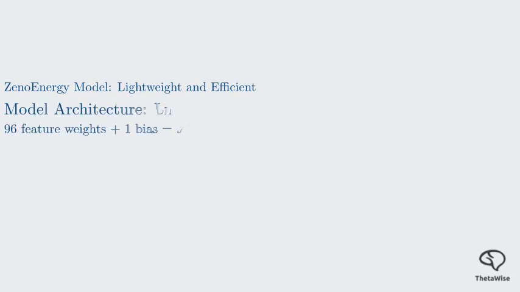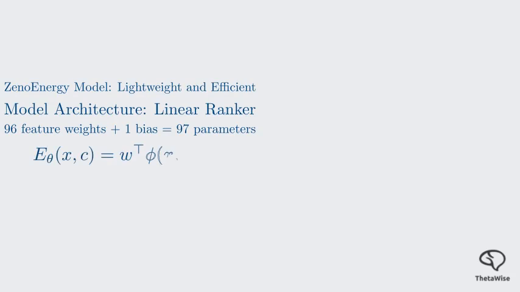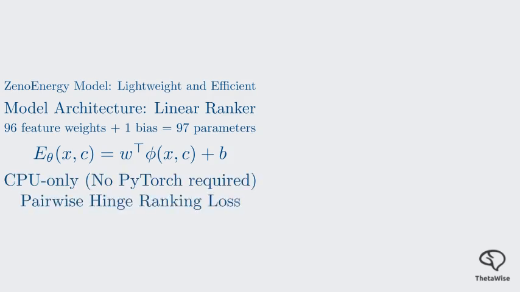The Zeno-Energy model is designed to be incredibly lightweight and efficient. The default model is a simple linear ranker. It uses only 96 feature weights and one bias term, totaling 97 parameters. The energy score E of theta for a context X and candidate C is calculated as W transpose times phi of X and C plus B. Because it is so small, it can run on a CPU without heavy libraries like PyTorch.